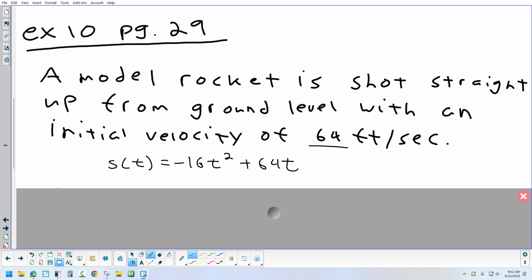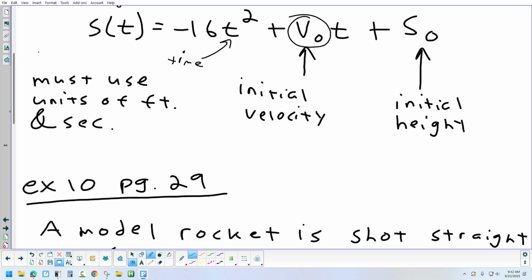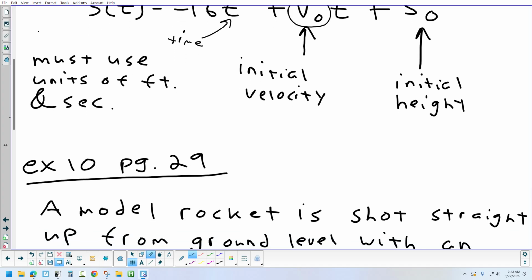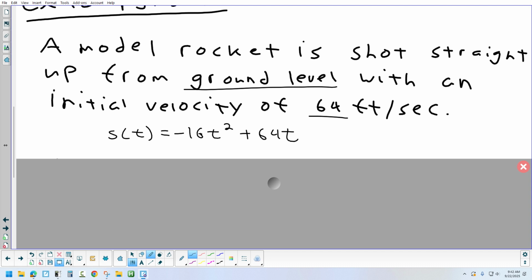And they did tell me one other thing. Ground level. So the initial height of this rocket, it wasn't shot off a building or anything. It was on the ground when it was launched. So plus 0 for the initial height, but you don't need to write that down. Okay, so here's a formula. Don't know how we're going to use it yet, but that represents the word problem. Any question on the two things we filled in, the 64 and the plus 0 that we don't need to write? Okay.